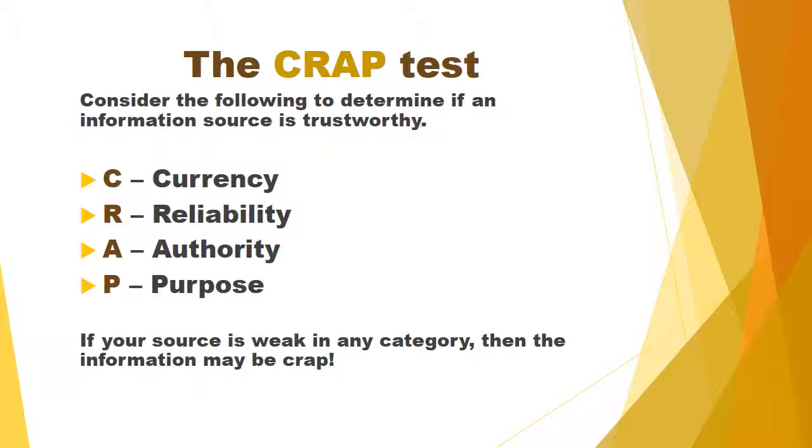You guys gave some great answers, and hopefully you understand now why it's important to choose trustworthy sources of information. One way to do this is by using the CRAP test. Consider the following to determine if an information source is trustworthy. C, currency, R, reliability, A, authority, P, purpose. If your source is weak in any category, then the information may be crap. Now let's break these categories down.